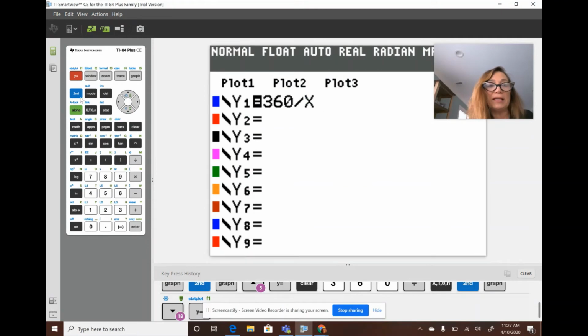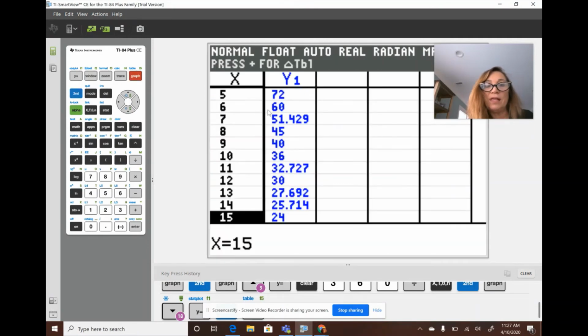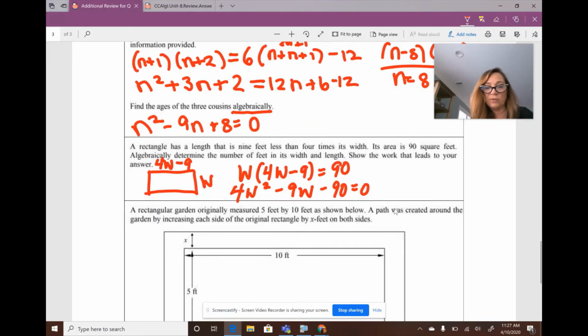360 divided by x, and then you go to the table. You can find factors of 360 because sometimes they're not easy to do in your head. 15 and 24 are good because that's going to give me a 9. Okay, so back to what I was doing.